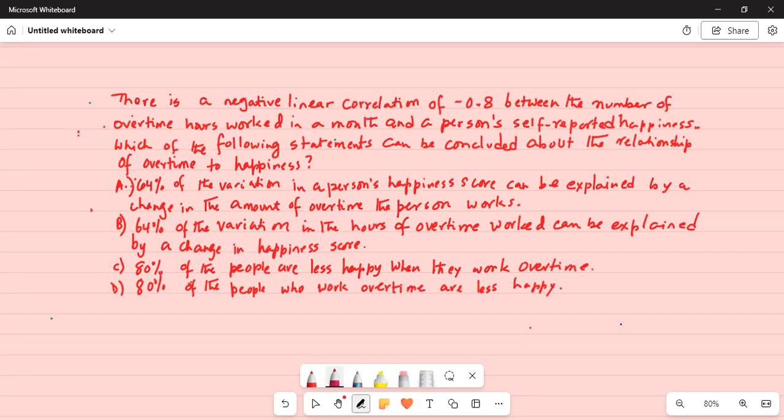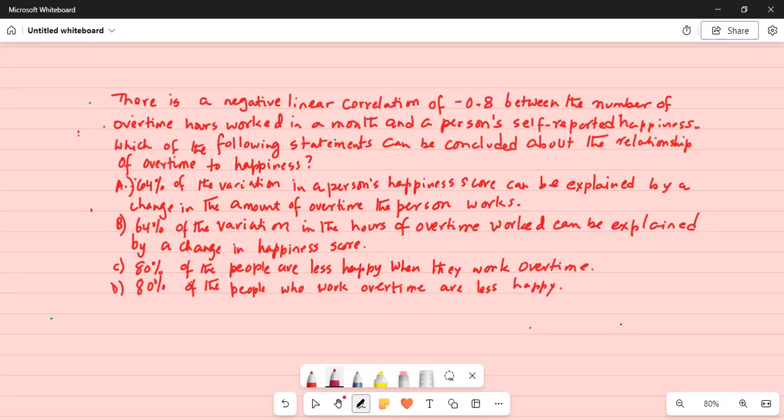Part A, 64% of the variation in a person's happiness score can be explained by a change in the amount of overtime the person works. Part B, 64% of the variation in hours of overtime worked can be explained by a change in happiness score. Part C, 80% of the people are less happy when they work overtime. Part D, 80% of the people who work overtime are less happy.